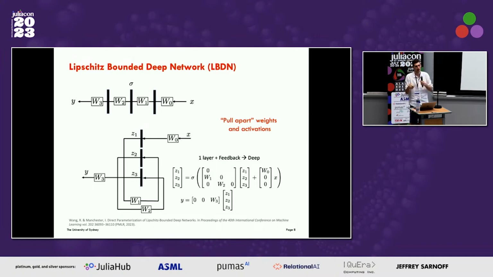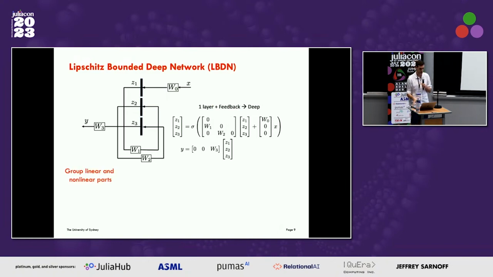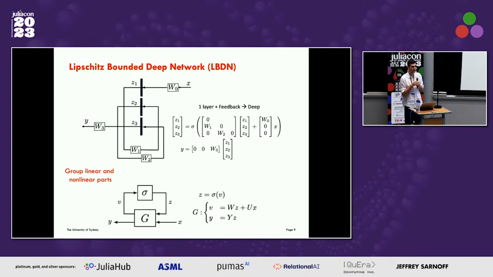So connecting in parallel with one layer is the same as connecting in series with many layers. And in fact, thinking about it this way, we can group the linear and the nonlinear parts of our network and simplify our block diagrams even more, and write our dense neural network as something like this, where our G here is a linear system, so it's just a linear operation of matrices, and that's in feedback with some sort of nonlinearity. So this is your activation function, your relus, your tanh's, your sigmoids, whatever.